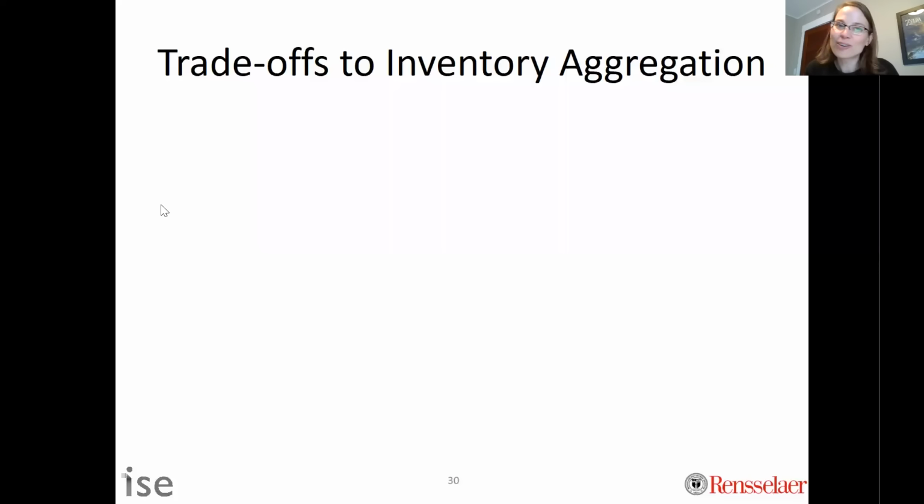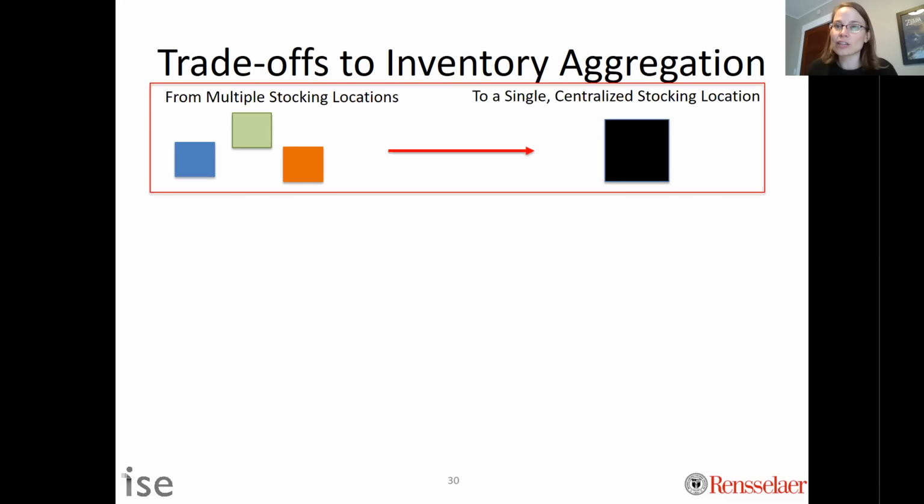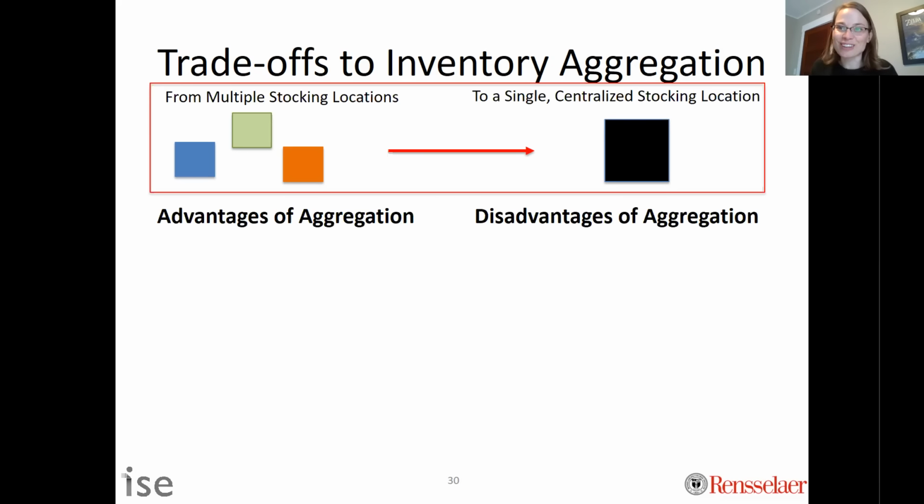All right, so let's now go through an example to investigate the trade-off of whether aggregating inventory in a central location is better from a more systematic, holistic perspective in the supply chain. As a reminder, what inventory aggregation means is going from multiple stocking locations to a single centralized stocking location. And there are definitely advantages and disadvantages to doing inventory aggregation.